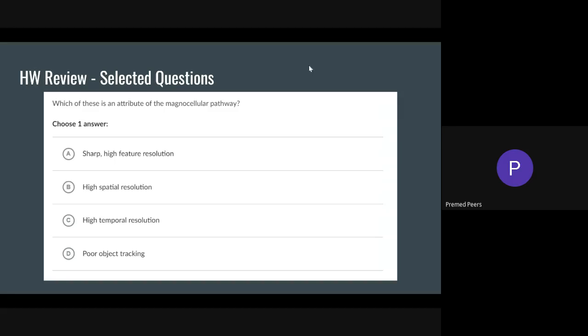So this is asking about attributes of the magnocellular pathway. The answer here is high temporal resolution. So what the magnocellular pathway does is it sends information about movement to your brain, since most of the retinal ganglia that exist in your eye exist outside of the fovea or the focus area. And so it gives you information about movement of really large, fast things. So that's what we would refer to as low spatial frequency and high temporal frequency. Any questions over this?